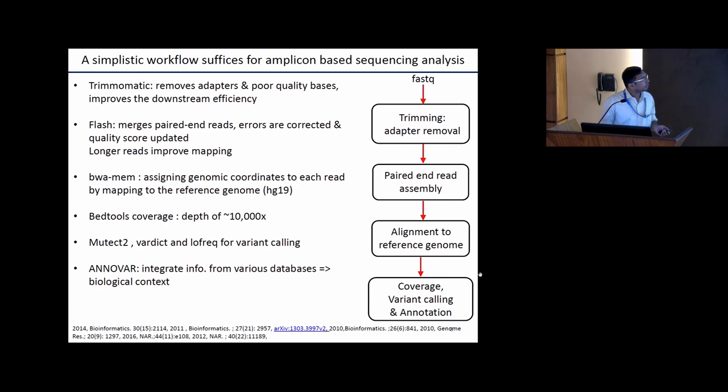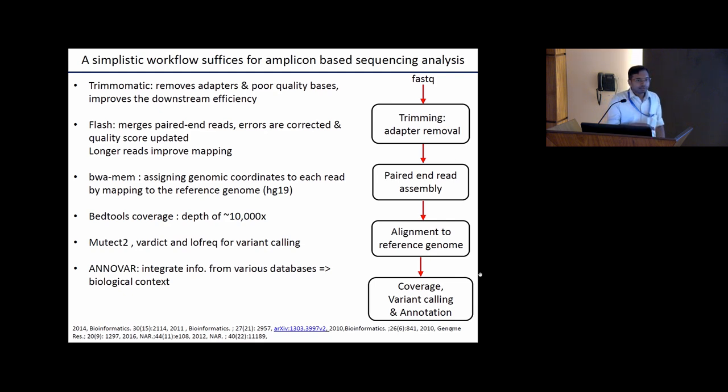And this is a simplistic workflow for analyzing the amplicon-based assay. And the first step is, of course, you obtain the FASTQ. You trim it. You trim the adapters. That means you remove the adapters. You remove poor quality bases. This increases the downstream efficiency.